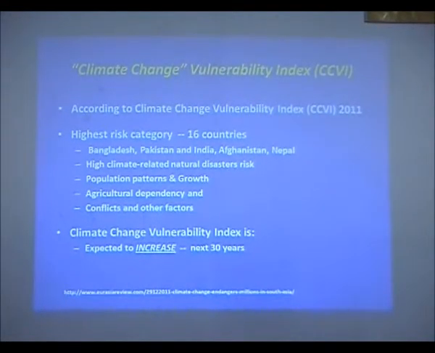There is a global climate change vulnerability index. This is done by a firm in the UK, and they have put 16 countries of the world as the highest risk. Pakistan, as you can see, is one of them. And as a further part of the report, they are saying climate change risk, whatever those risks are, and I've listed them down, the risk is going to increase and not decrease. So this cost, this effort is going to stay with us. We have to do something about it. This is not going away.